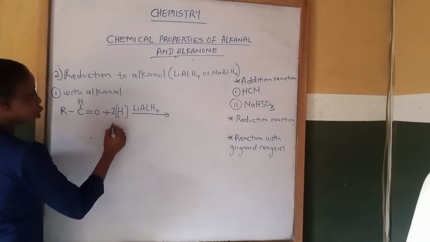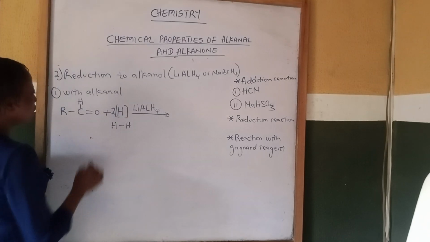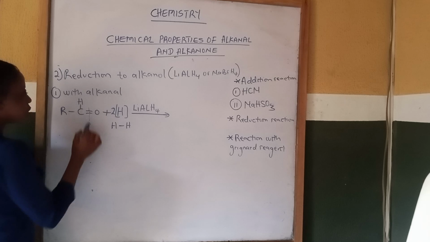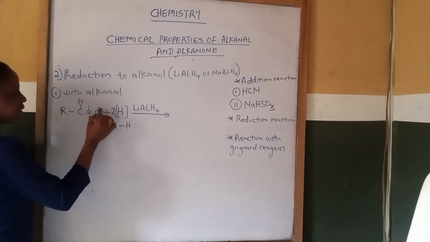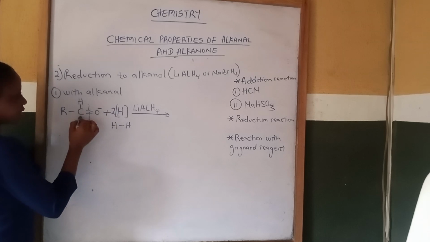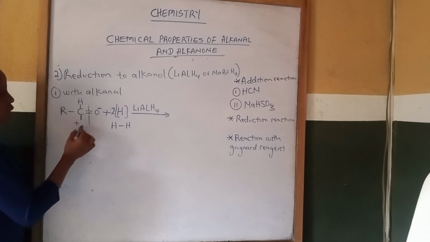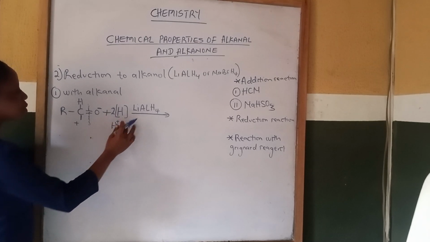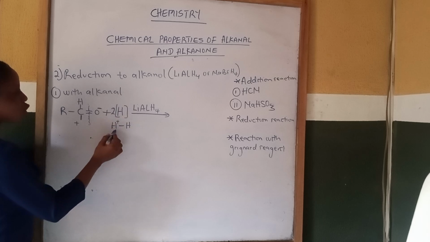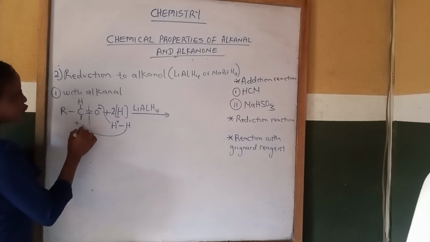I'm going to decompose this hydrogen into two. Then the double bond will break. So oxygen will be negative, then automatically this side will be positive. So one of the bonds has opened and attached to this side. So this place is positive now, this place is negative. Then the two hydrogens that we have, one will come here, and the other hydrogen will come here.